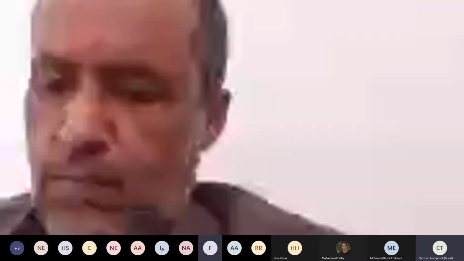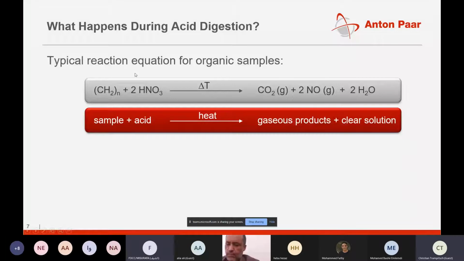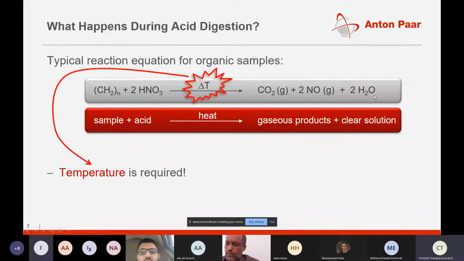mix it with acid. Usually we heat the mixture, and then we finally end up with a lot of gaseous products like carbon dioxide or nitrous gases. And we end up also with a clear solution. What we have to consider here is, yes, we need temperature. Temperature is required, and I will explain why we need temperature.